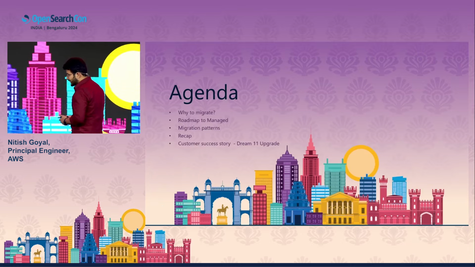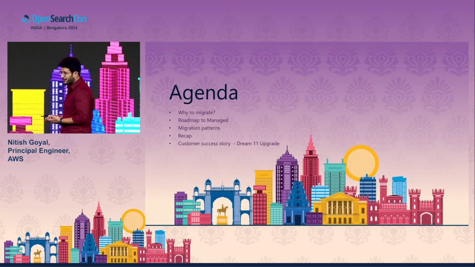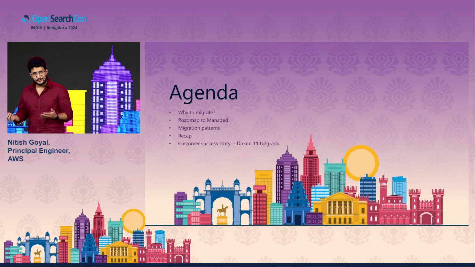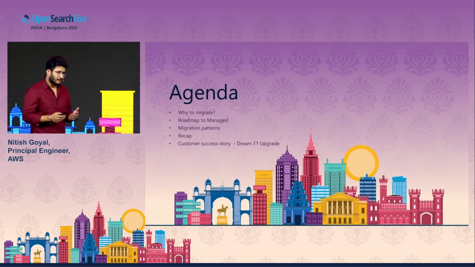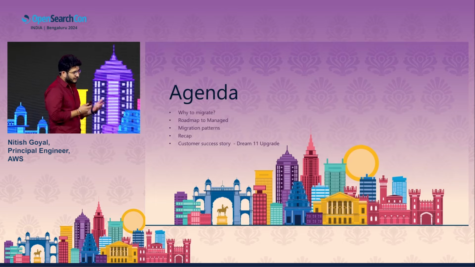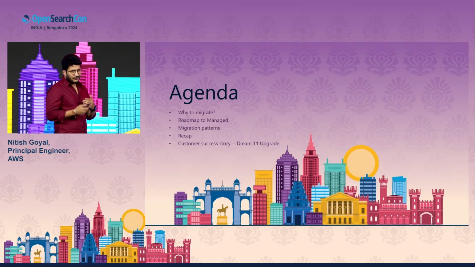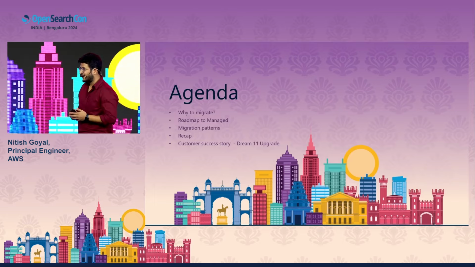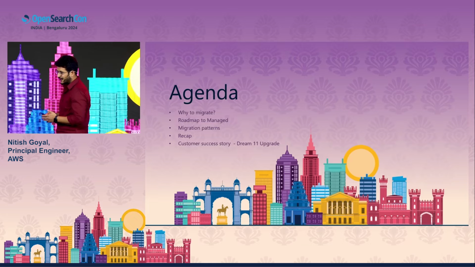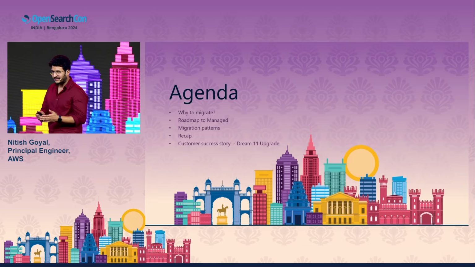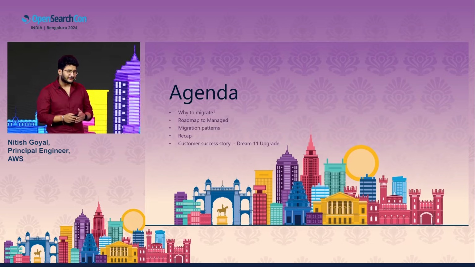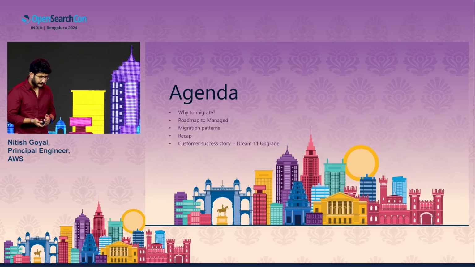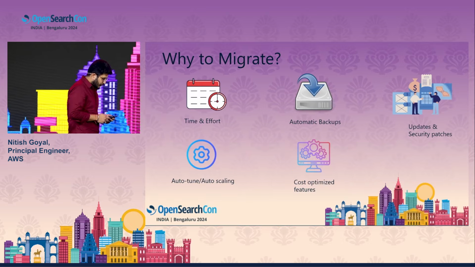So quickly about the agenda, we will talk about why to migrate, what the roadmap to migrate is, and what the migration options or different patterns you have. We'll do a quick recap, and then I'll invite one of our customers, Dream11, to share how they successfully migrated from self-managed ES 7.x all the way to OpenSearch 2.3.